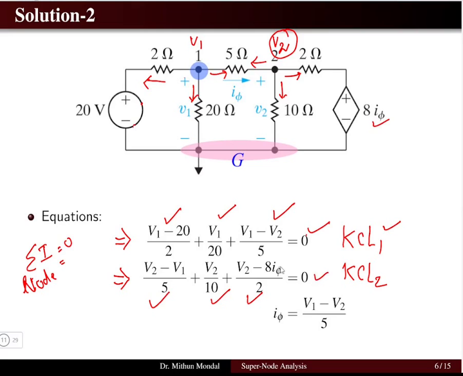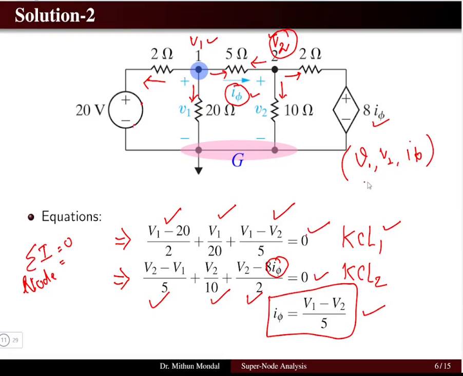Now, we should know the value of I phi. I phi is the current which is flowing from node 1 to node 2, which is given in the problem, so we can't change the direction. So we take I phi equal to (V1 minus V2) by 5. Now we have the unknowns V1, V2 and I phi in the equations. So with 3 equations in 3 variables we can solve to get the unknowns.